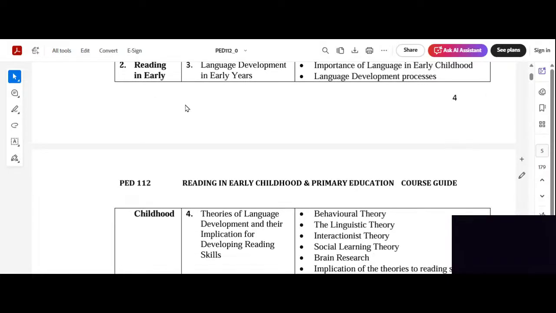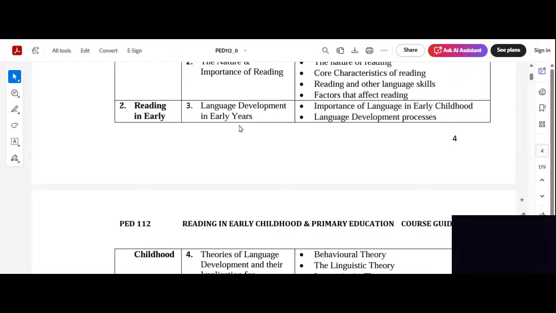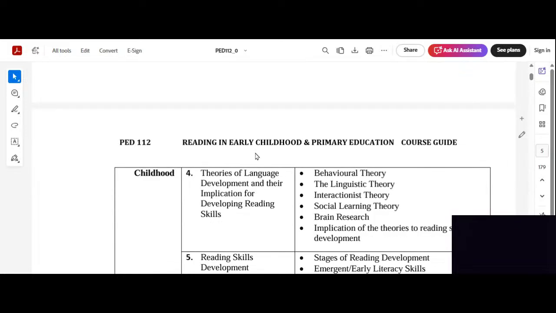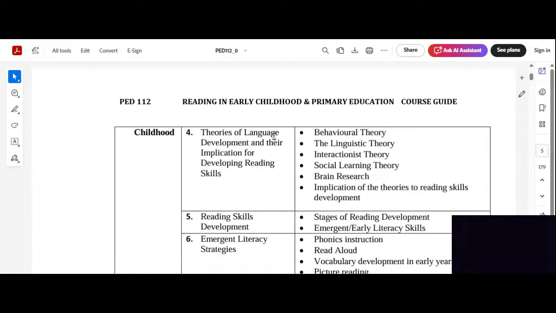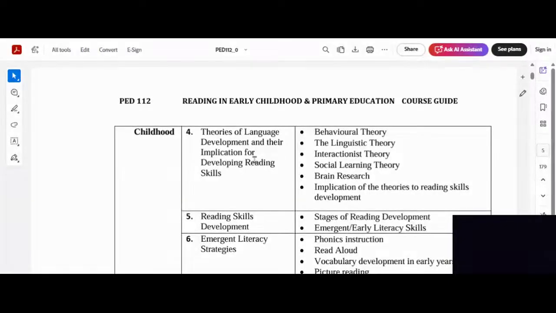Now, that's the one that concerns you because you are trying to be a good teacher for the children of the preschool or primary school. So, under that, reading in early childhood, you'll be learning language development in early years. That's for children. The importance of language in early childhood, and then language development processes. And of course, we'll talk about the theories of language development, the implication for developing reading skills.